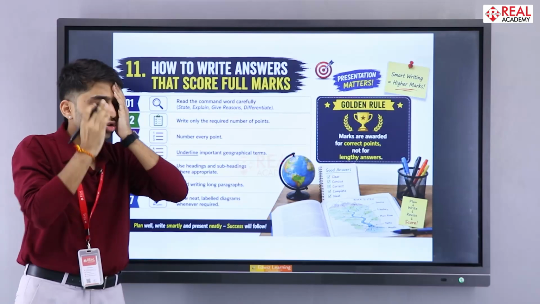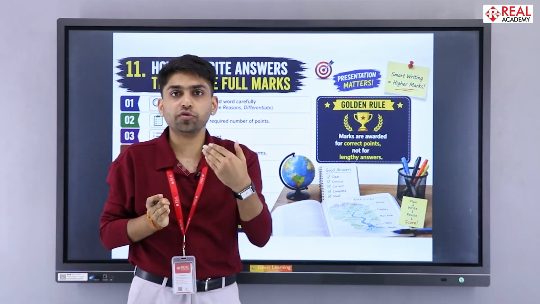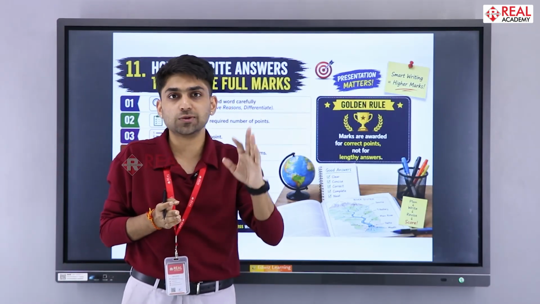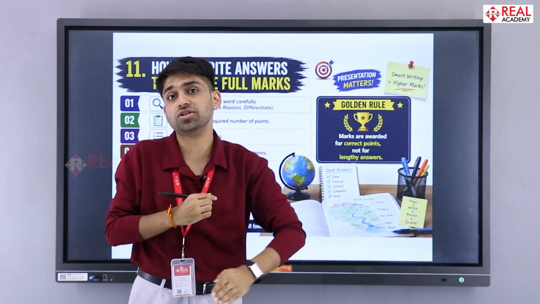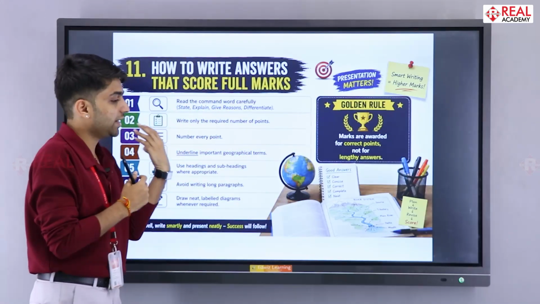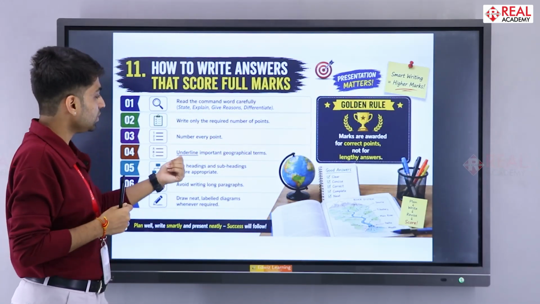For example, the question is of 2 marks. Just go for 2 to 4 points. Do not go for 6 points or 8 points because it will consume lots of time. Then your next answer may be incomplete.